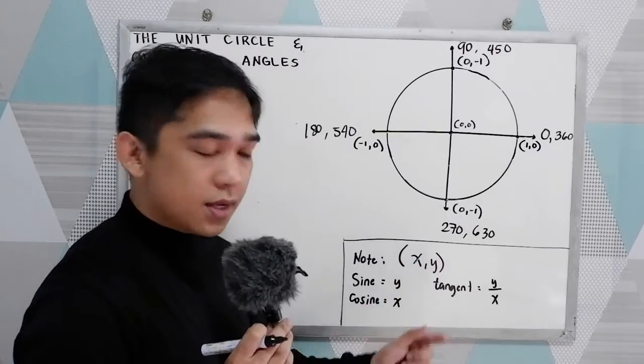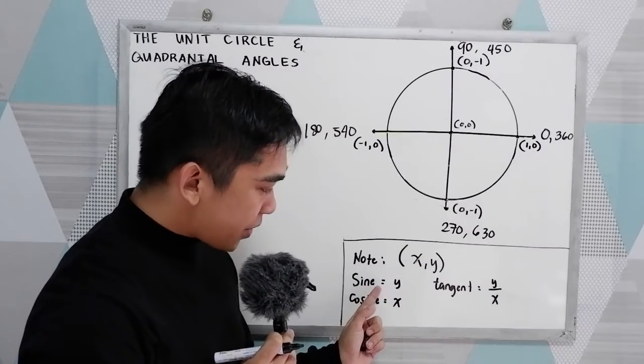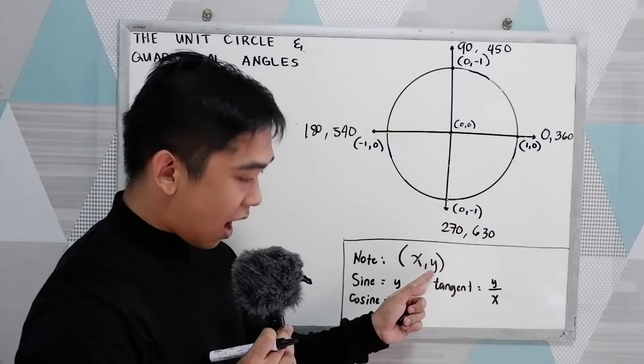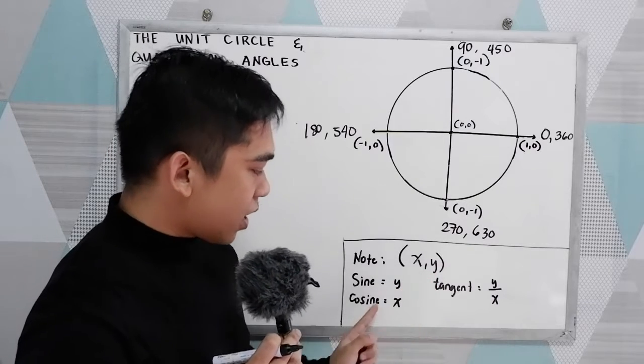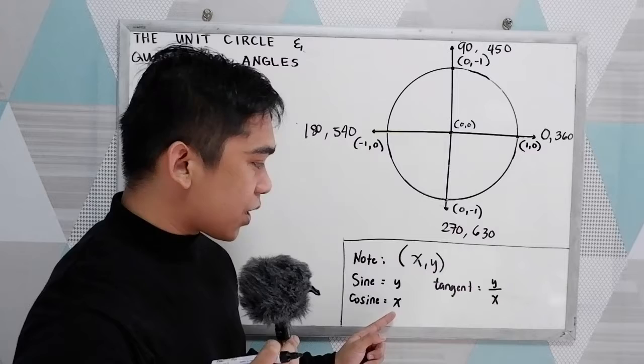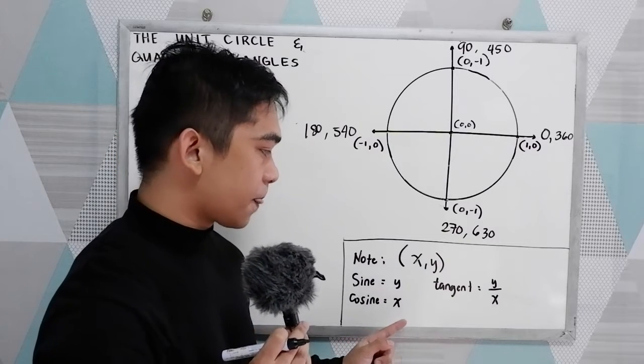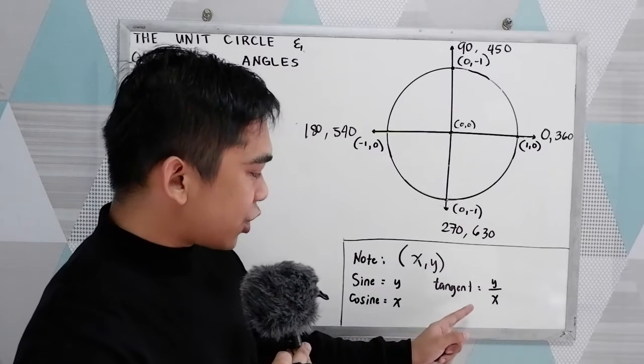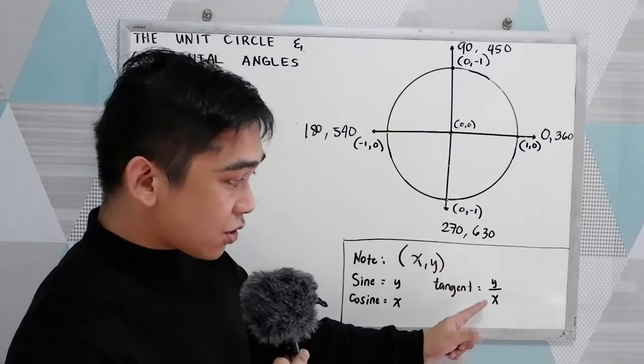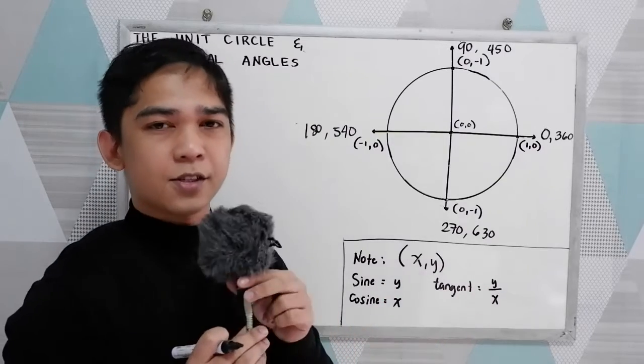Now, these are the following that you need to know. Note in our coordinate, x and y, our sine represents our ordinate, and our cosine represents our abscissa or x. And tangent, we have the ratio of sine over cosine, or y over x.